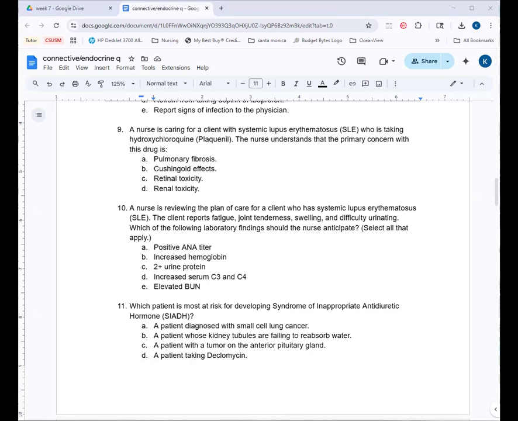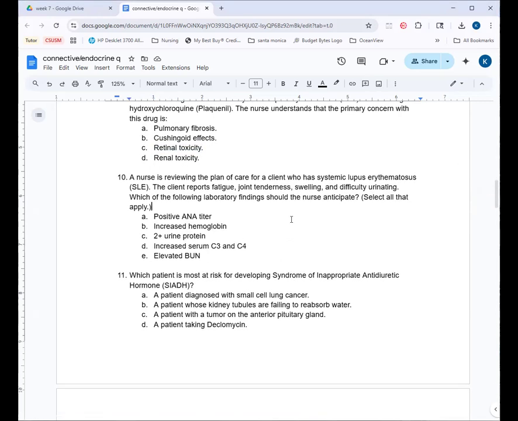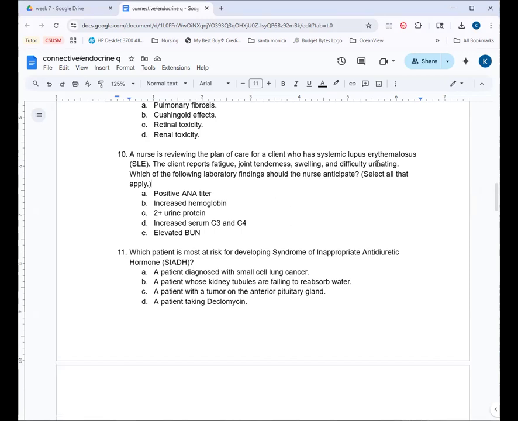Okay. So C is the answer for this one. Retinal toxicity. This is an anti-malaria drug, and one of the bad side effects is retinal toxicity and blindness. So if you're going to know anything about that med, I would know that. Just my personal thoughts. Retinal toxicity.